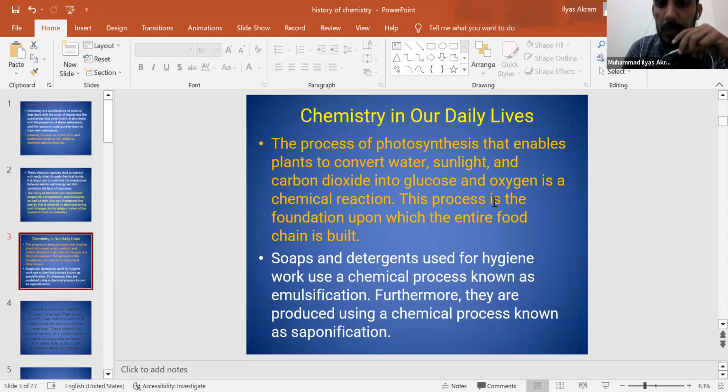So this process is the foundation upon which the entire food chain is built. This is one of the daily life uses of chemistry in our routine.